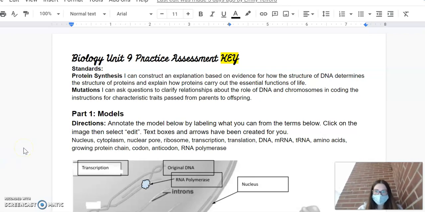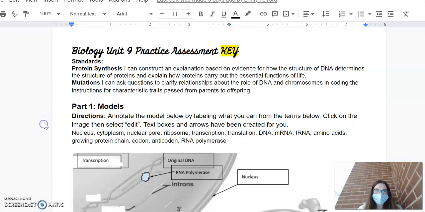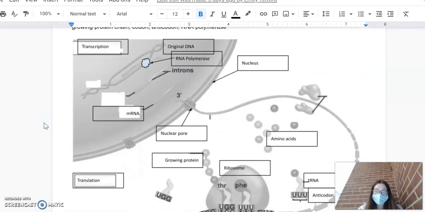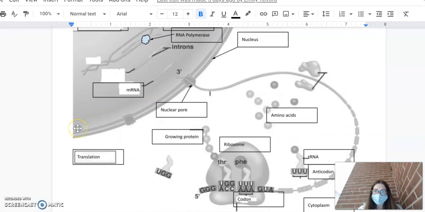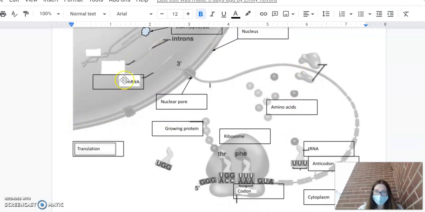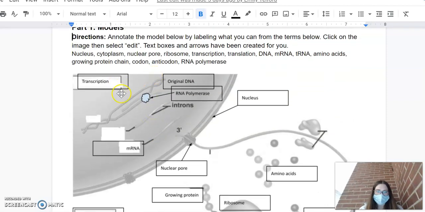All right, answer key video for the practiced assessment. So the first thing that you're going to be asked to do on the actual summative is to label a model showing transcription and translation. So let's check to make sure we have these correct.